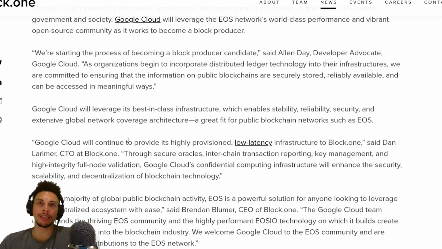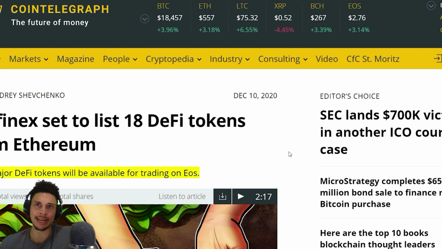Google Cloud will continue to provide its highly provisioned, low latency infrastructure to Block 1 through secure oracles, interchain transaction reporting, key management, and high integrity full node validation. Google Cloud's confidential computing infrastructure will enhance the security, scalability, and decentralization of the blockchain technology. Jeez. And then lastly, dated December 10th of 2020, EOS Finex set to list 18 DeFi tokens from Ethereum.